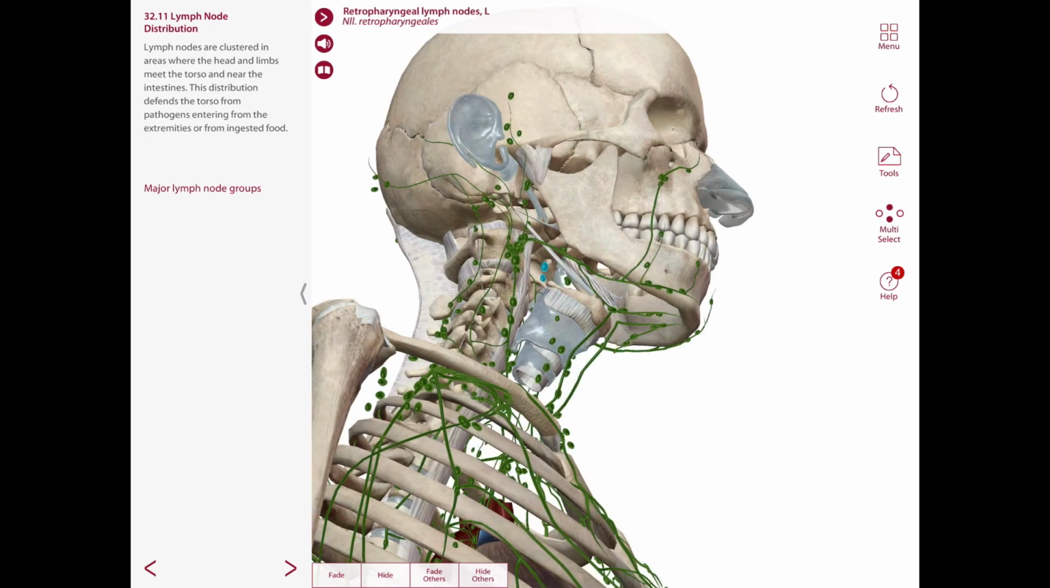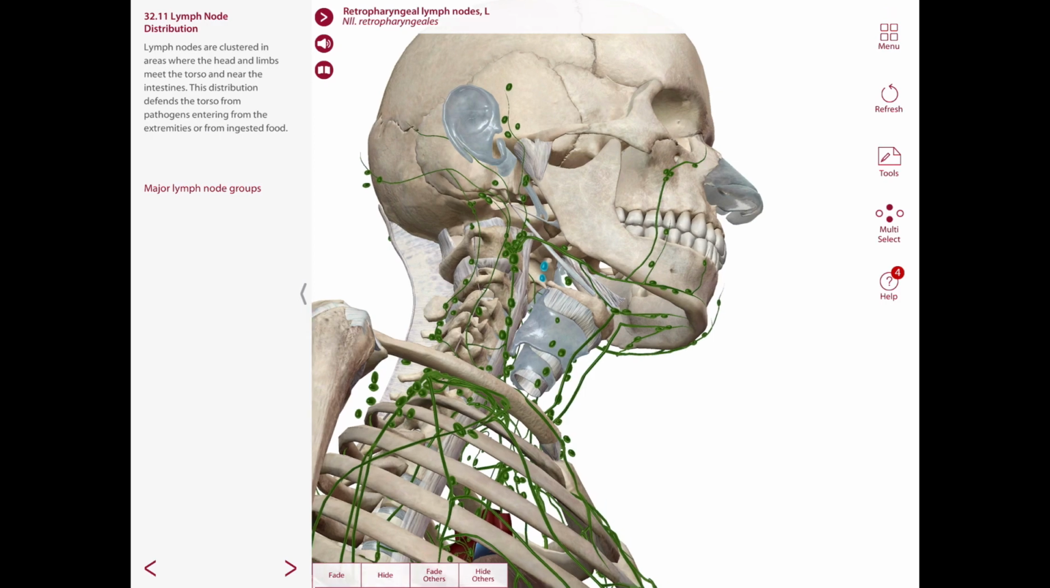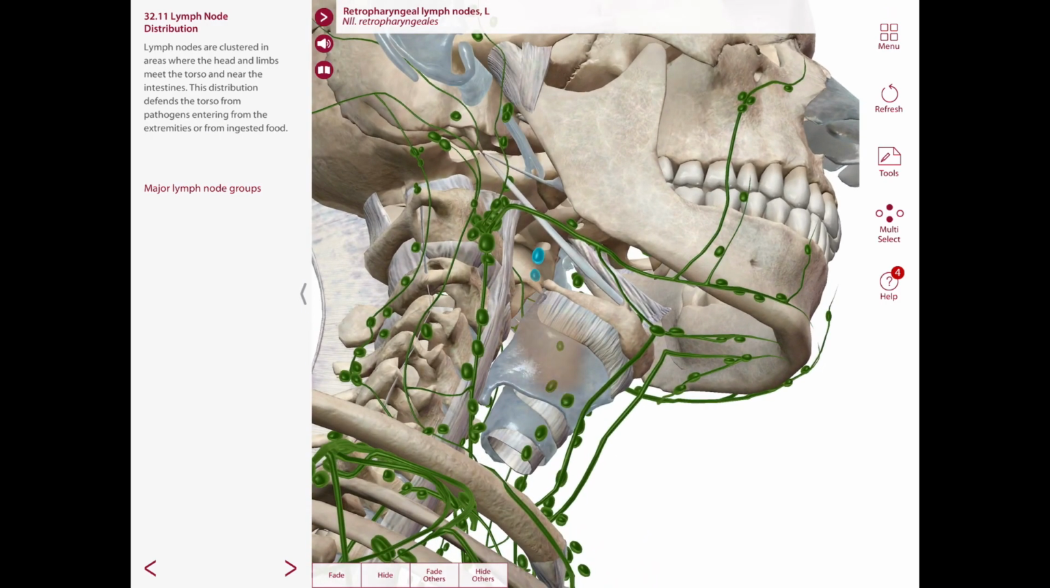If you notice over here, we have some very deep lymph nodes that we know as the retropharyngeal lymph nodes. These are located in the upper part of the retropharyngeal space, and they receive lymph from the nasal cavity, paranasal sinuses, the palate, the middle ear, the auditory tube, and the upper pharynx.